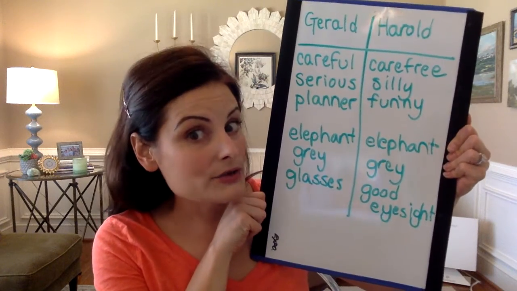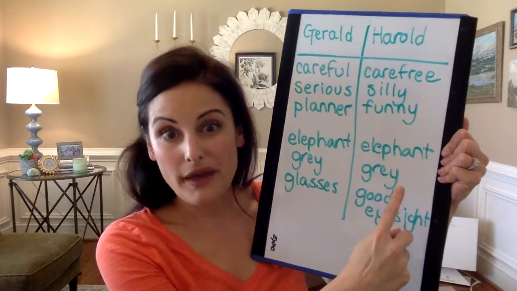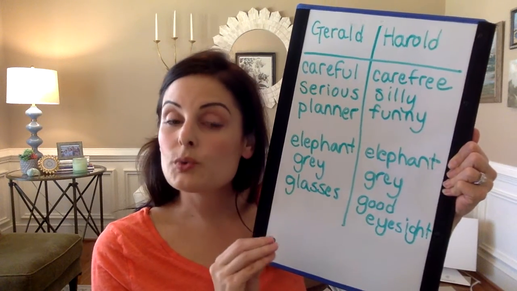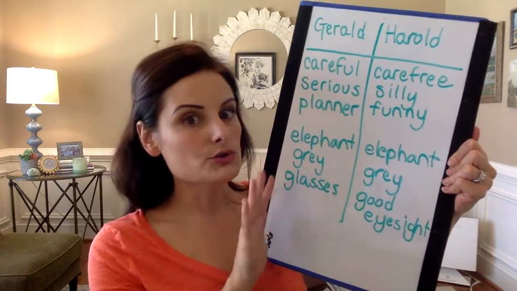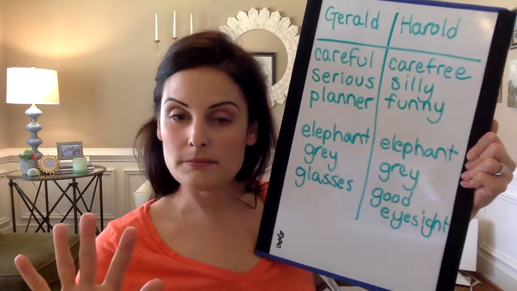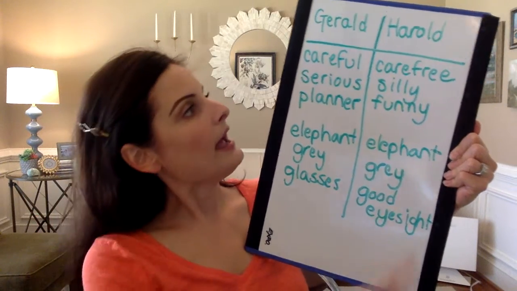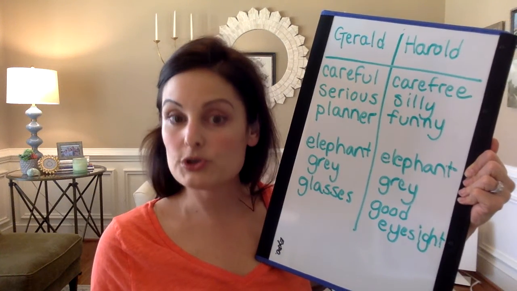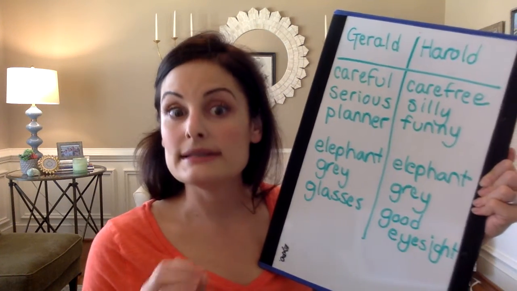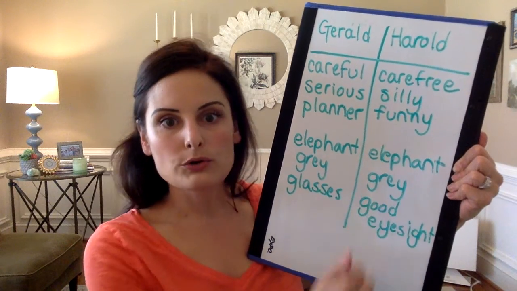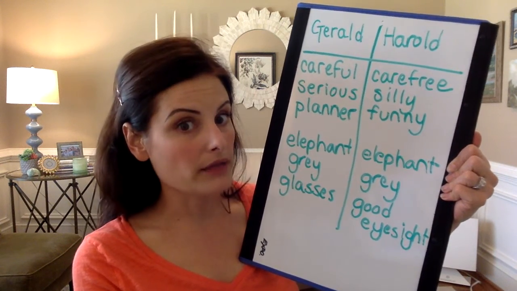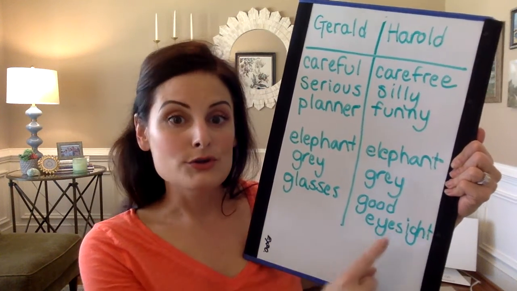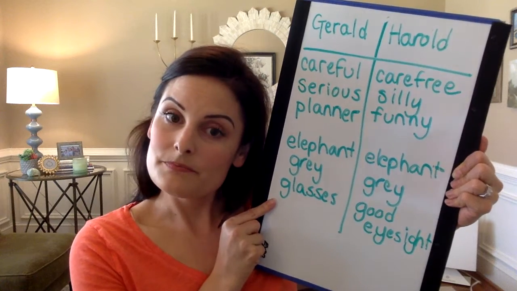Now for the outside traits, we noticed they were both elephants, although some of you told me that the illustrations were very different. Gerald is drawn in a way where he looks flat. Madison called it flat like a table. And Harold was drawn in a way where there was a lot more detail. Sloan really got into the detail of how Harold was drawn. But they were both elephants, and they're both pretty much gray. Harold has good eyesight, and Gerald had glasses.